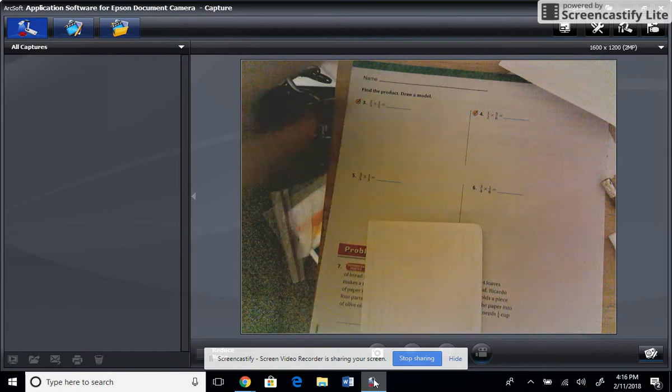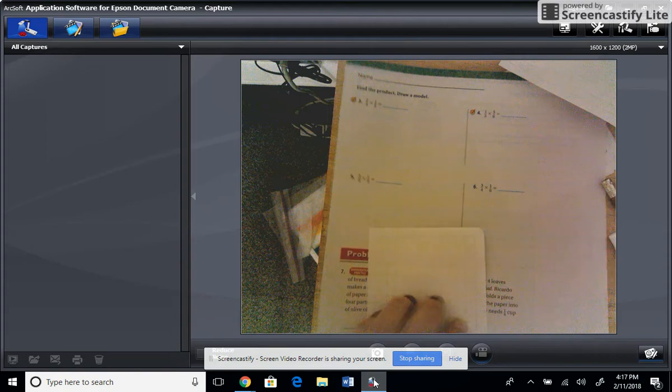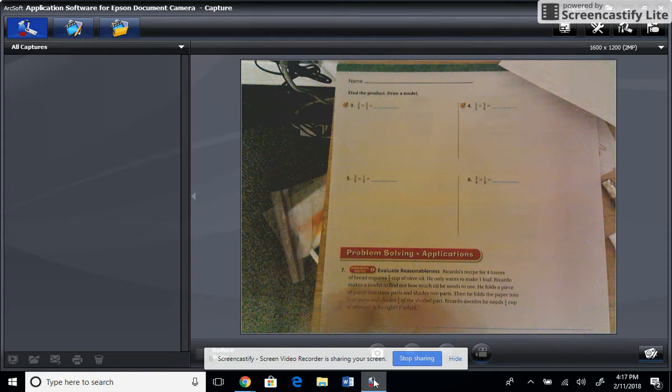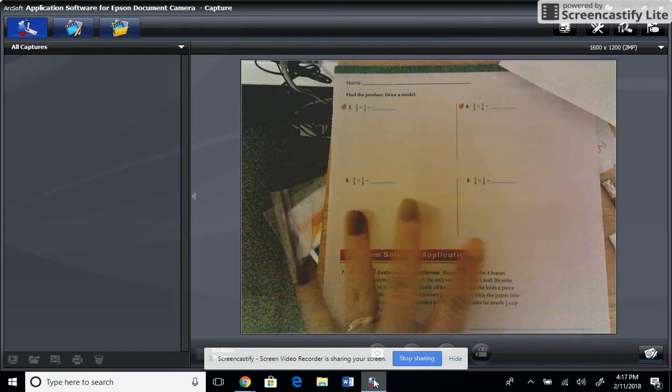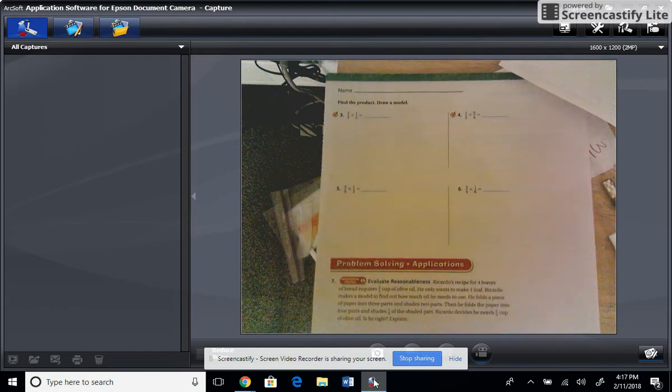Skip that page, please, for right now. And on this page, I would like you to do the whole page. You do not have to draw a model. You just have to finish this one, unless you need the model to help you see it. Do this whole page, and on the back, I'd like you to do 1 or 2 and all of the rest.